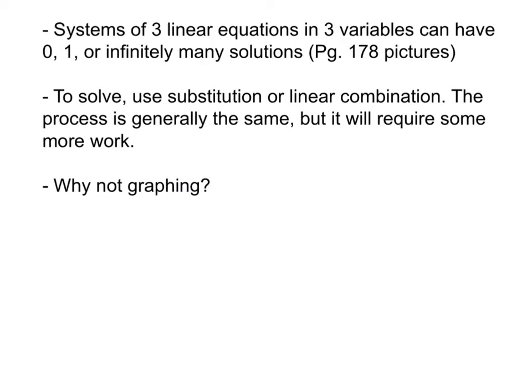Now, systems of linear equations in three variables can have 0, 1, or infinitely many solutions. So three planes, when they intersect, can intersect at no points, no solution. They can intersect at 1 point and have one solution, or they can intersect to form a line, and that would give you infinitely many solutions. I suggest you look on page 178 because they have some great pictures to illustrate this.